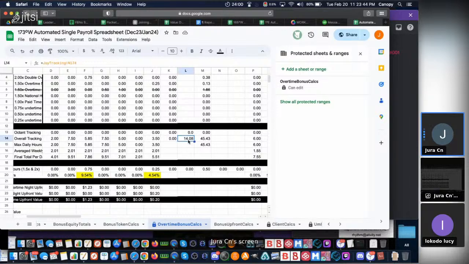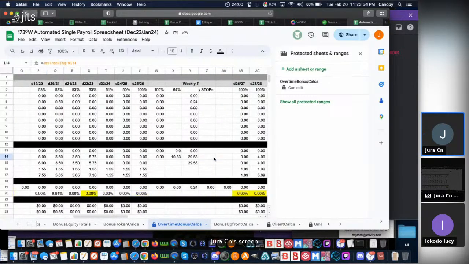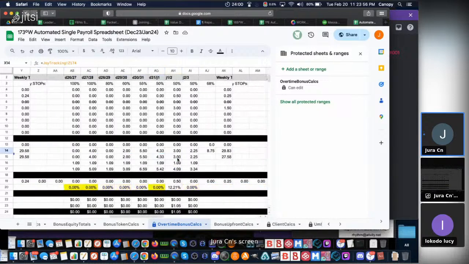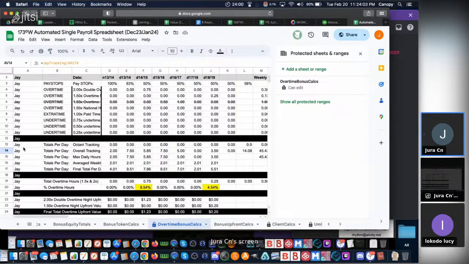Okay, here we go. Right here, I have 14.08 estimated weekly hours. Here I have 10 estimated weekly hours, here I have 8, and here I have 3. So the octant tracking is irrelevant because it's 173. Overall tracking is important. The max daily hours is also irrelevant, but the average weekly hours is actually important.